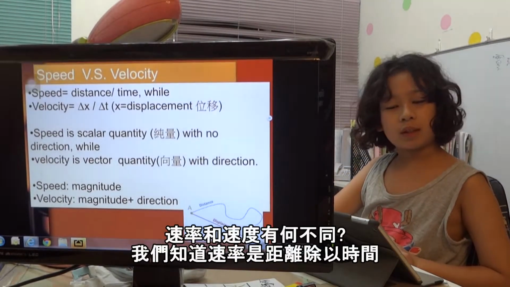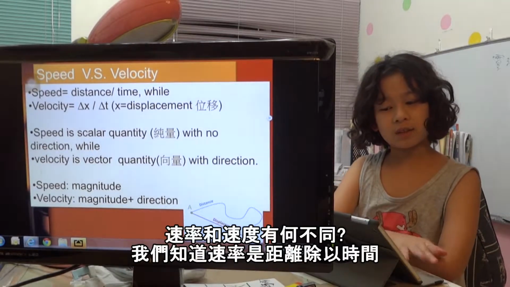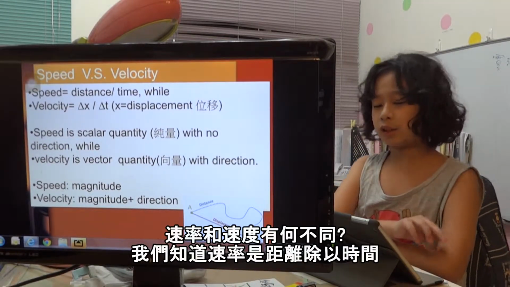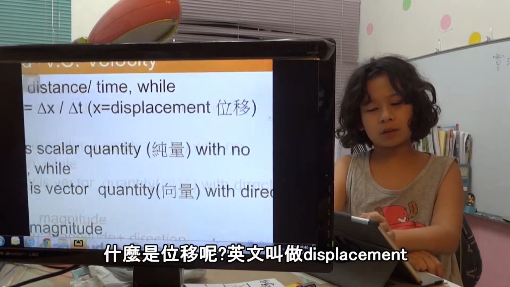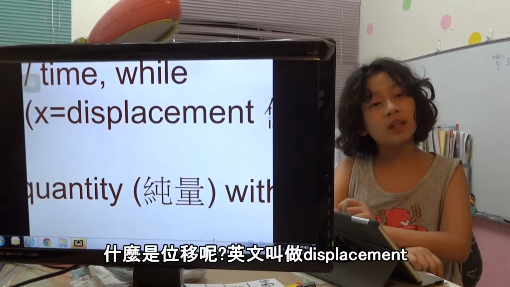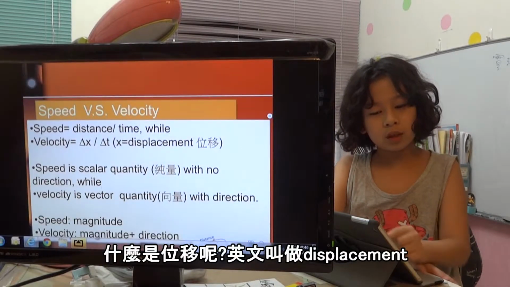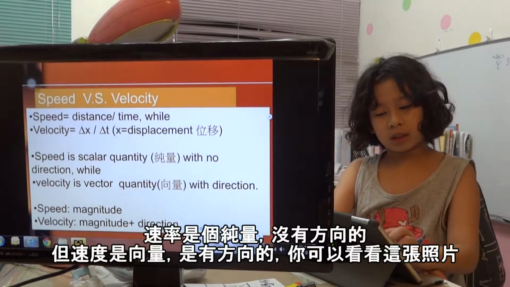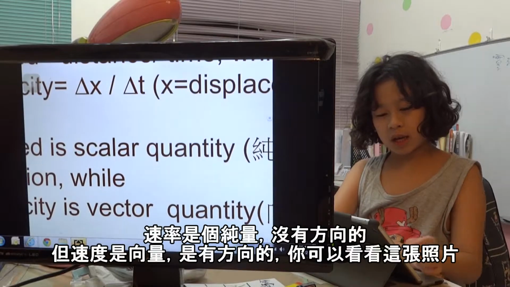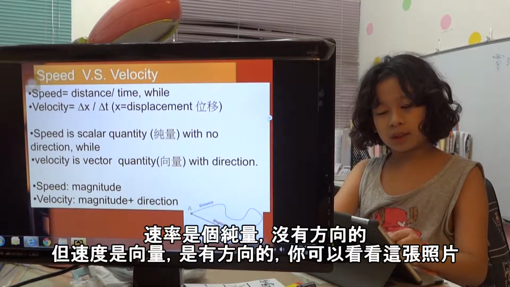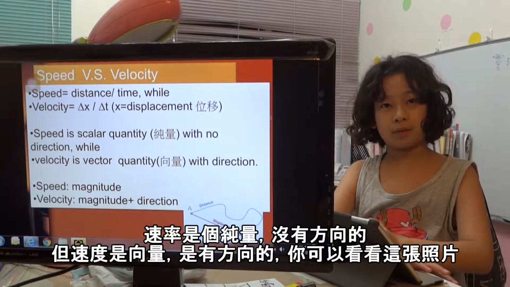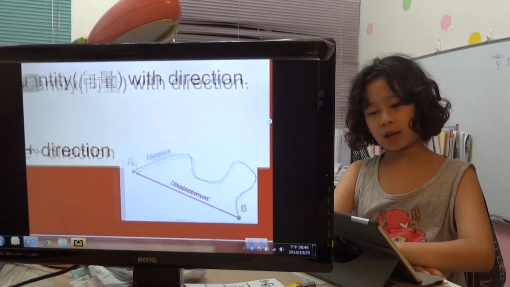Speed and velocity. What is speed? Speed is distance over time, while velocity is delta x over delta t. So what is delta x? It is the displacement. Speed is a scalar quantity and has no direction, while velocity is a vector quantity, which has a direction. You can see the picture, okay?